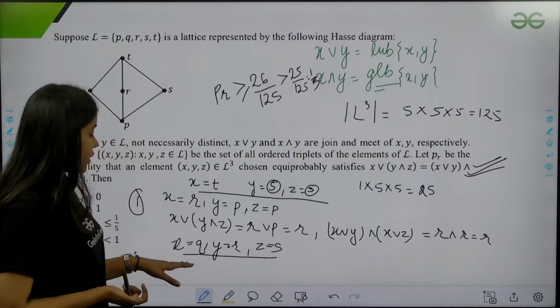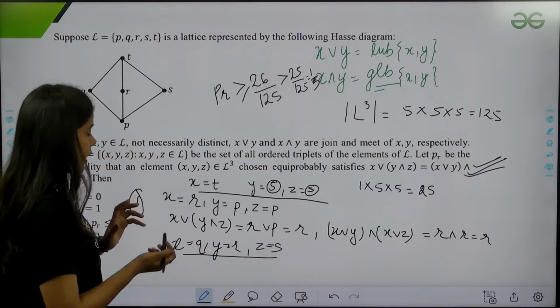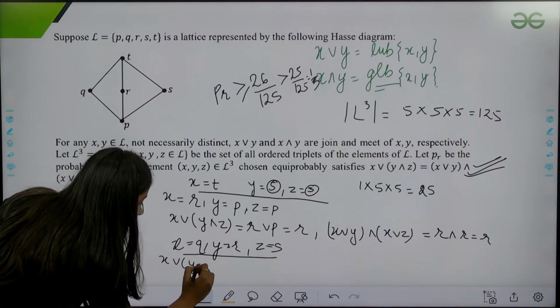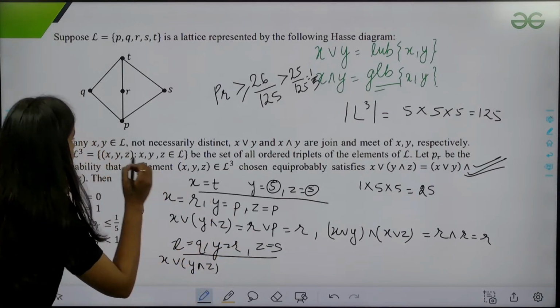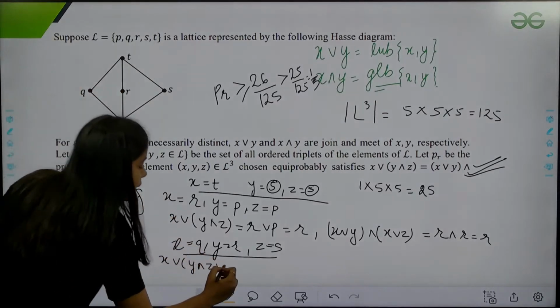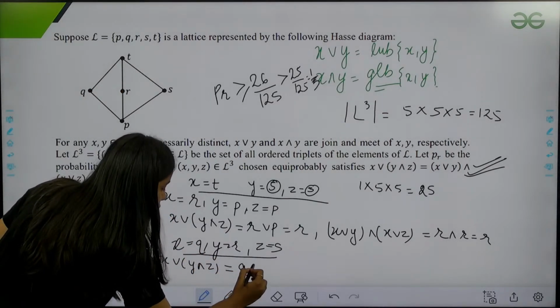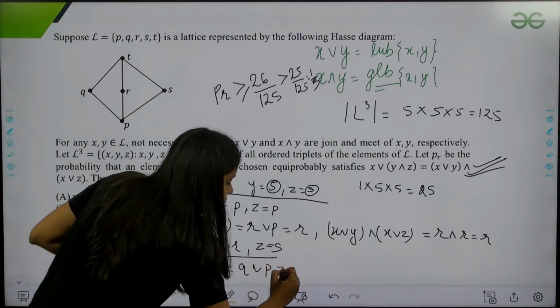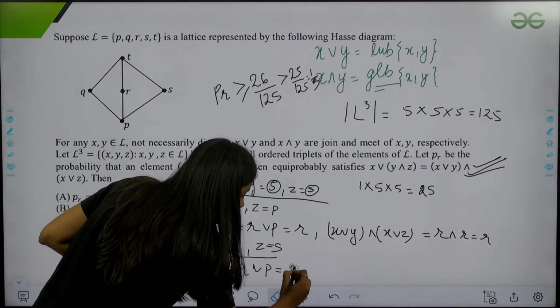Okay, so for this condition x, Q, R, S, let's check once. What we have to find out is x or y and z. For y and z, R and S, what will be the greatest lower bound? That would be P. So Q or P. In this case, what will we get? Q or P, we'll get Q.